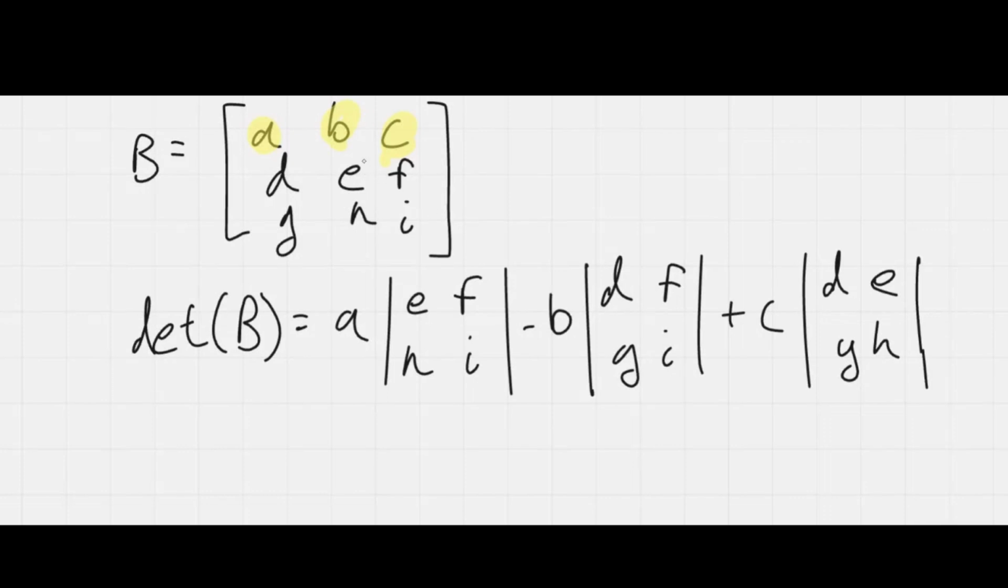What that means is that, let's say if we're taking scalar A over here, then we're actually going to be using our minor matrix to be E, F, and H, I, which does not include the column of A. And then if our scalar is B, then we have the minor matrix DF, GI, which does not include the column of B, and the same thing for C.